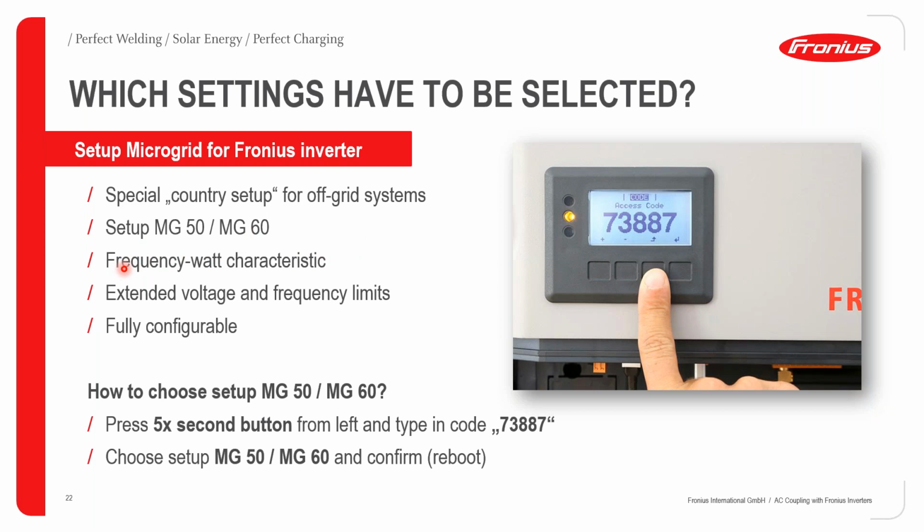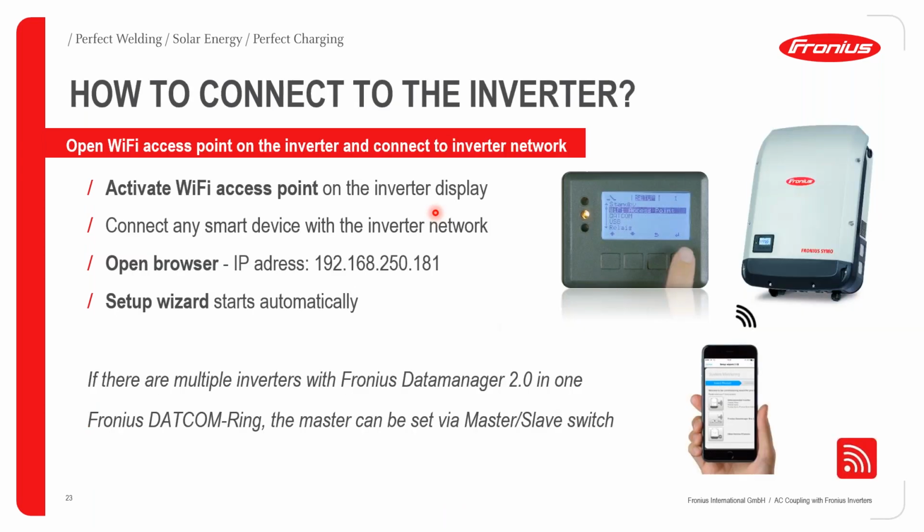This has something to do with the frequency watt characteristics and allows the Fronius inverter to operate with extended voltage and frequency limits. Once this has been set within the Fronius inverter, the inverter needs to be rebooted for that country setup to fully load. This process can also be achieved by configuring the inverter fully for the next steps that need to be configured.